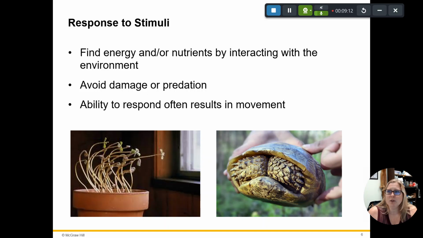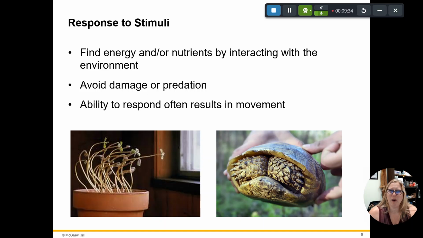Response to stimuli is pretty straightforward, I think, but we tend to think about response to stimuli on large scales, like humans and plants and animals, humans being animals. But everything that's living responds to stimuli. Bacteria respond to stimuli. They swim towards a food source, so they grow into a food source. Mushrooms and fungi respond to stimuli.